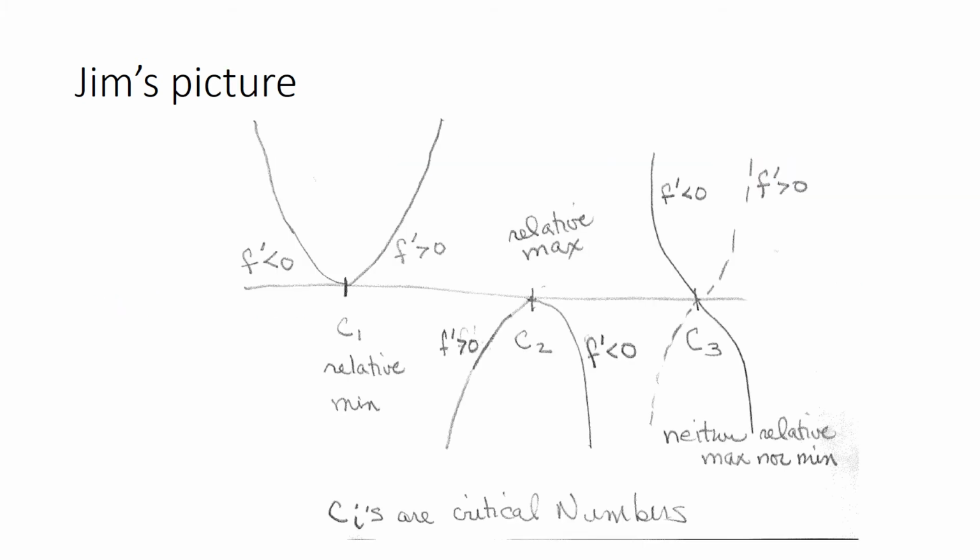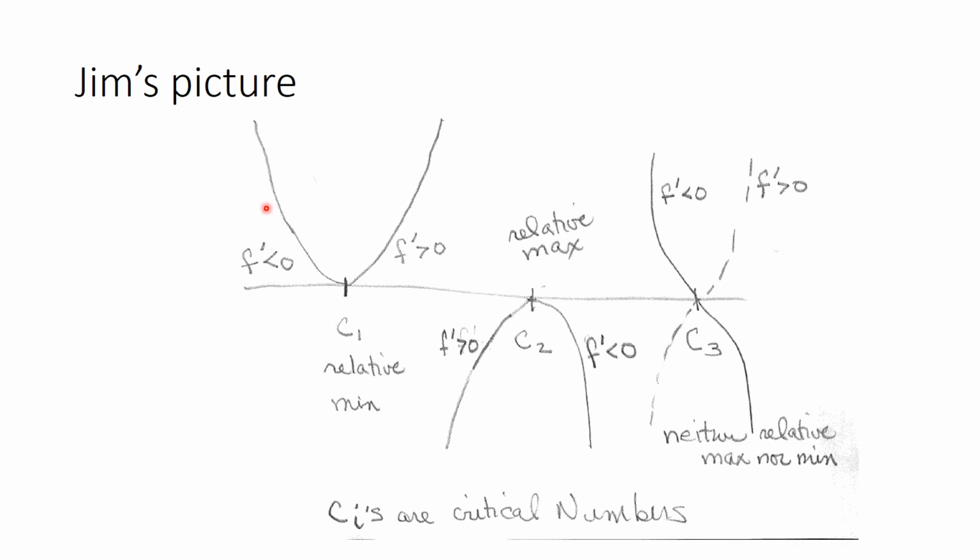So here is Jim's picture of the first derivative test. We'll look at a description of this later, but here c1, c2, and c3 are critical numbers. So there's a critical number, there's a critical number, and there's a critical number. So the first step is you find the critical numbers. Then we ask what's happening with the derivative on either side of these critical numbers. Remember, the derivative might not exist at these critical numbers.